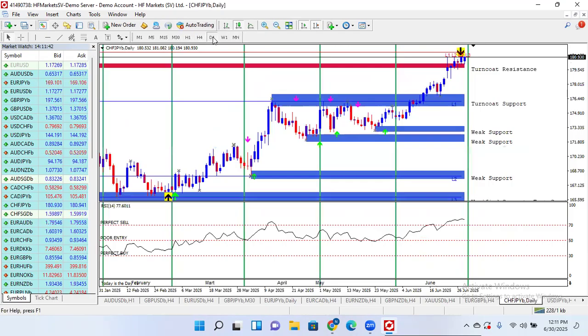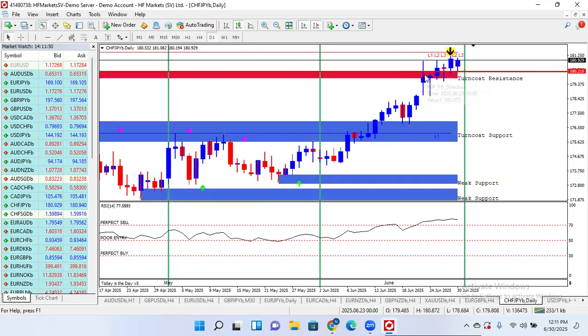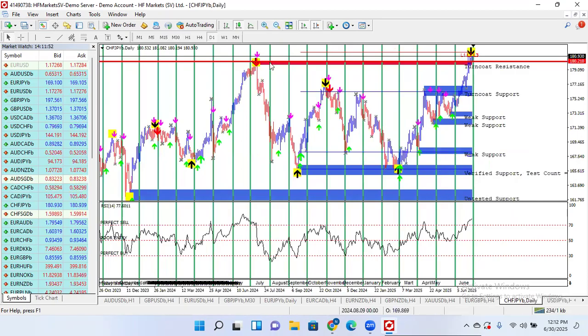Look at daily. Can you see that daily has broken above this resistance? Check it out. It has gone above. Sorry, this is the high. The market has gone above this high and has closed above the high. So selling this pair is dangerous because it has closed above the high.